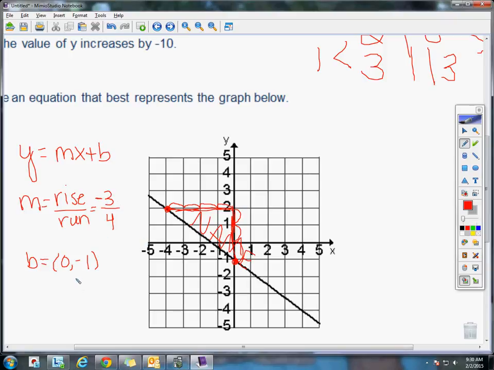I have my slope, I have the y-intercept, so now I can plug this into my equation. So we have y equals, my slope is -3/4. Don't forget your x, your y-intercept is a -1. So y equals -3/4 x minus 1 is your final answer.